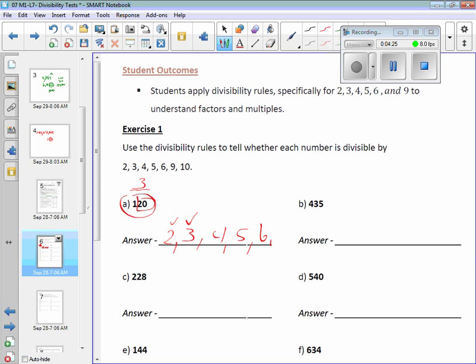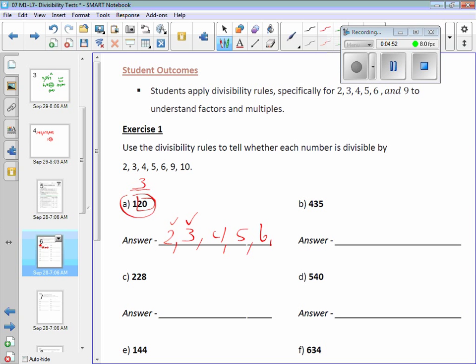What about 9? How many say yes for 9? How many say no for 9? All right, good. A lot of kids get caught up sometimes because they do it in reverse. They add it up and say, oh, it adds up to 3, and 3 goes into 9, so they say yes for 9. But 9 has to go into 3, and it doesn't. So 9 is no good.